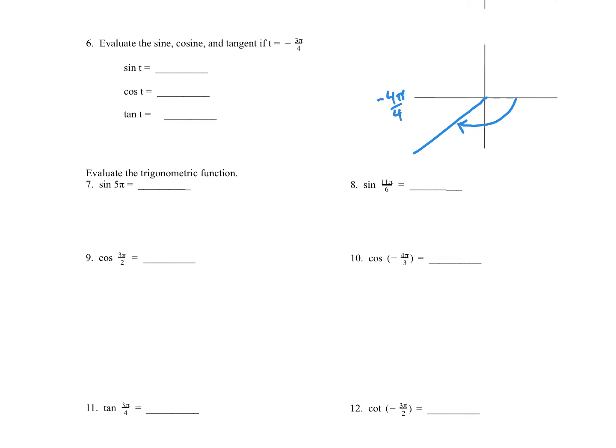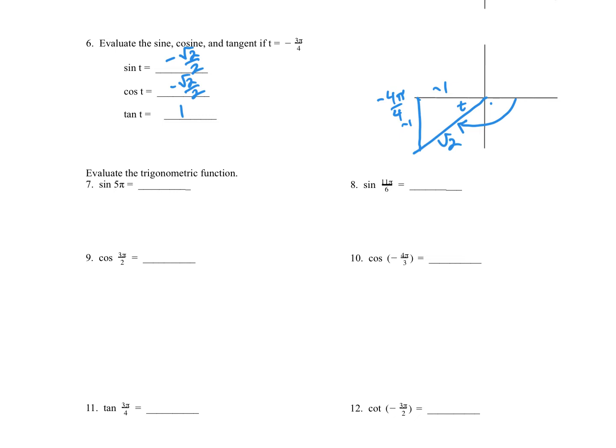That's t. So if this is t, then we want sine of t, and luckily negative 4 pi over 4 is 45 degrees, so we have negative 1, root 2. So sine is negative root 2 over 2, negative root 2 over 2, and tangent is just 1. Negative 1 divided by 1 is 1.